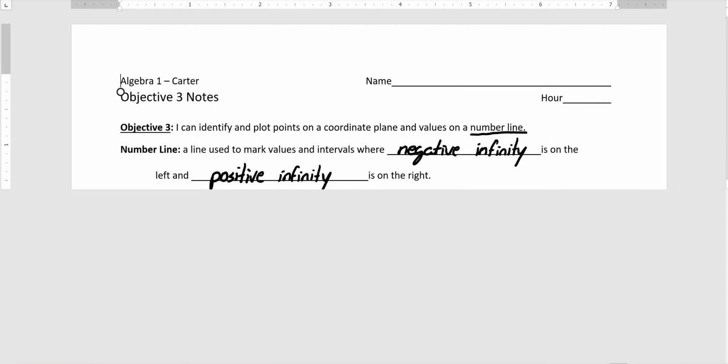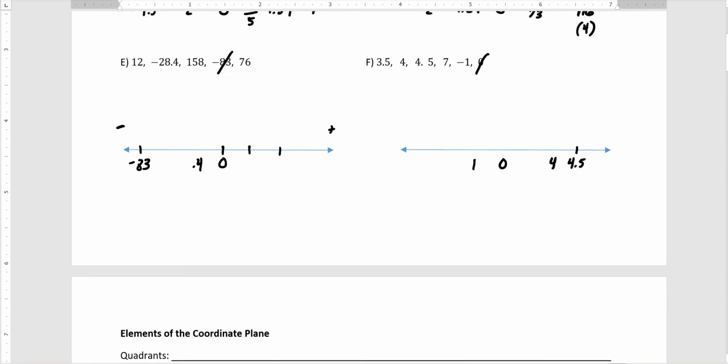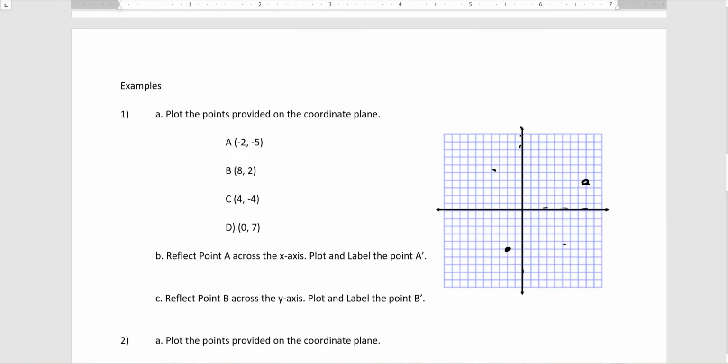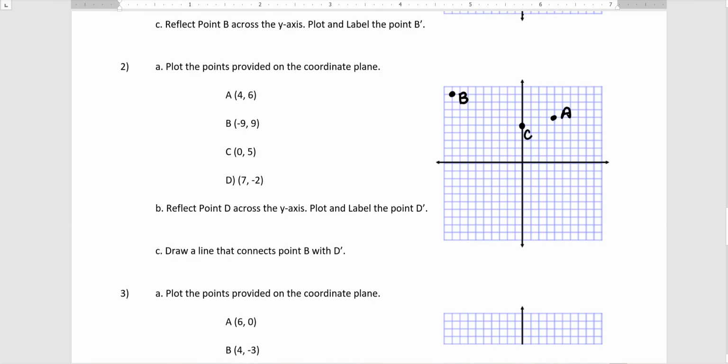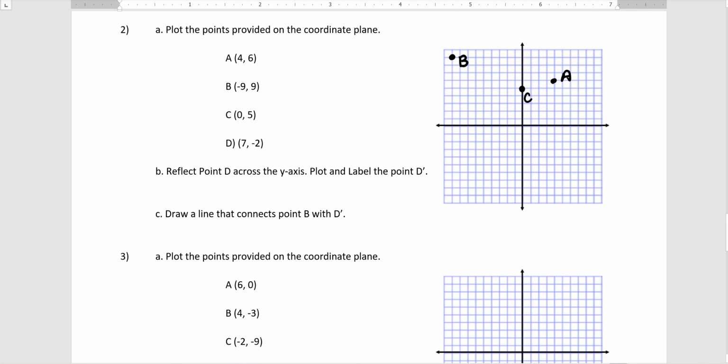Oh, goodness. Got my notes going all over the place here. Let's try that again. If I scroll back down. 7, negative 2, so I'd go right 7. 1, 2, 3, 4, 5, 6, 7, and then down 2. That would put me right here. That is point D.